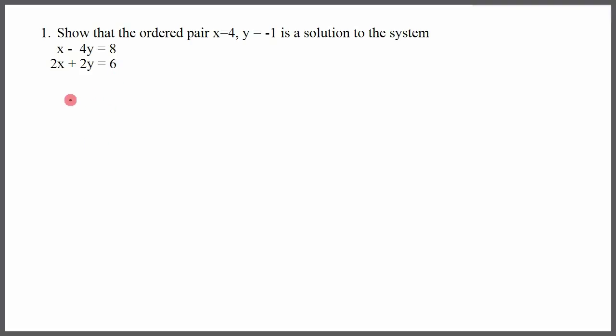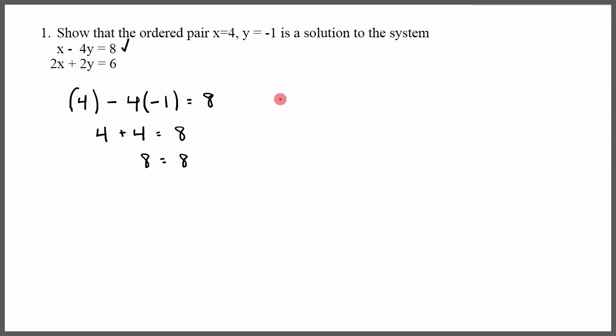Using the first equation, we get 4 minus 4 times negative 1, and this should equal 8. Simplifying, we get 4 plus 4, and this does in fact equal 8. So the ordered pair x equals 4, y equals negative 1 is a solution to this first equation we just found out. Now we move on to the second equation.